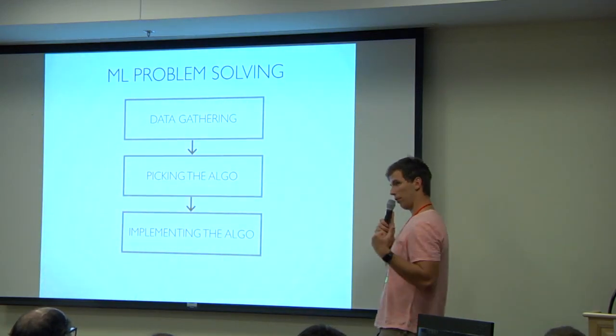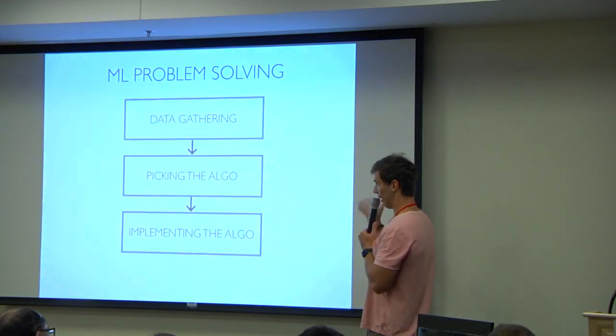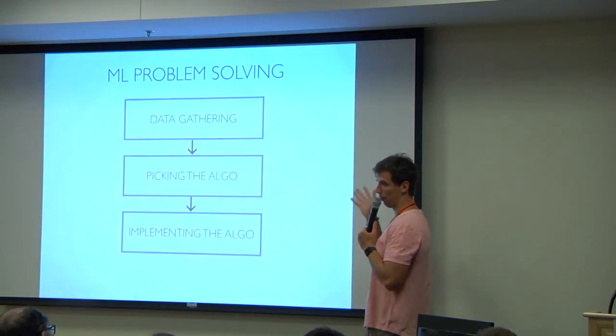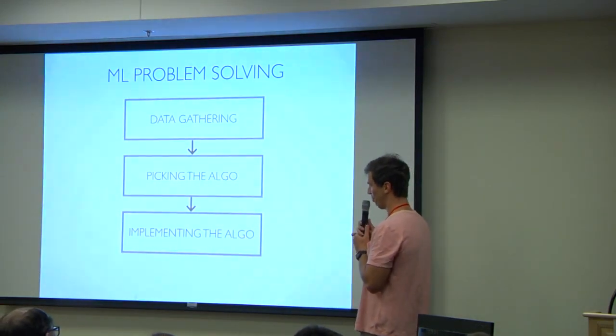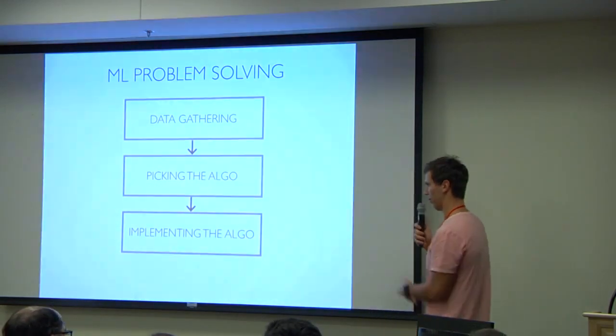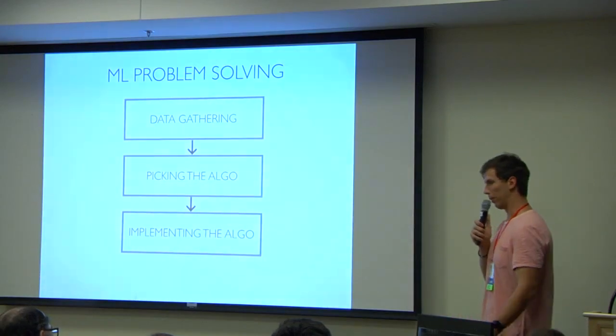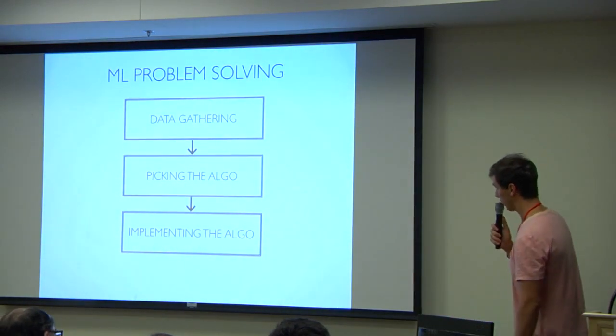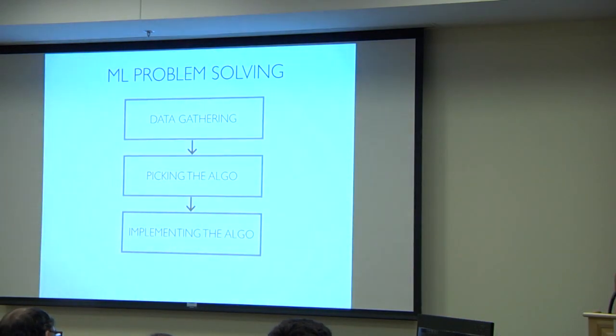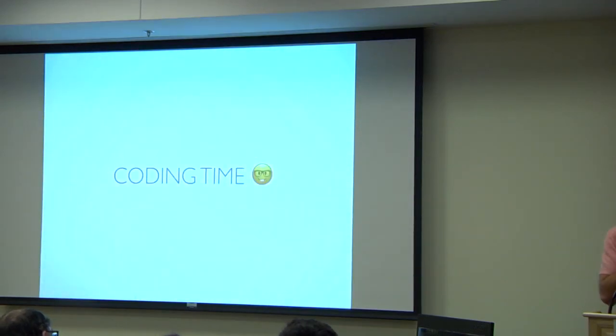In this demo that I'm about to do after this slide, I already gathered the data and picked the algorithm, so that part is skipped. But I just want everyone to be aware that there are also things before this that you have to do before the coding part that you have to figure out. All right, cool. So this is the process, and now we're going to code. Hopefully this goes well. We'll see. I don't know yet.